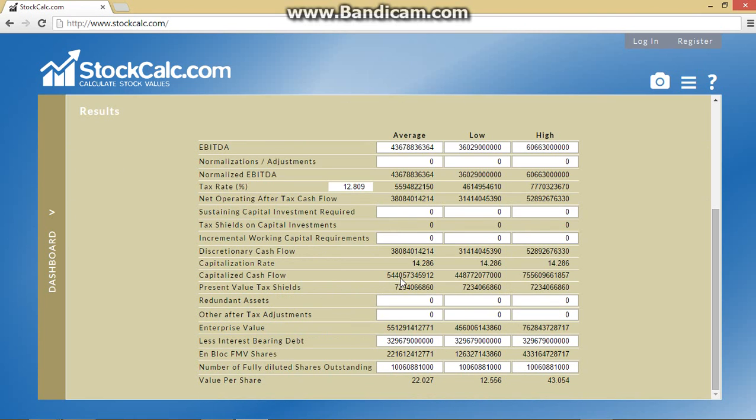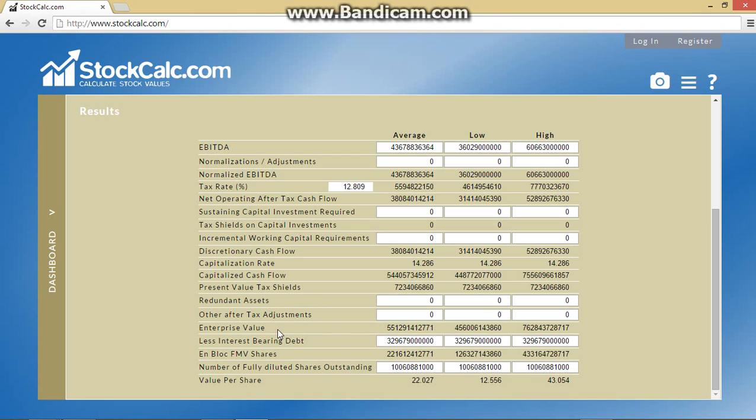to give us a capitalized cash flow for the company, again seeing the low and high over the time period that we're dealing with. We can then use the capitalization rate to determine the present value of the tax shields as well. If the company has redundant assets or any other adjustments, we can include them at this time to generate an enterprise value for the company.